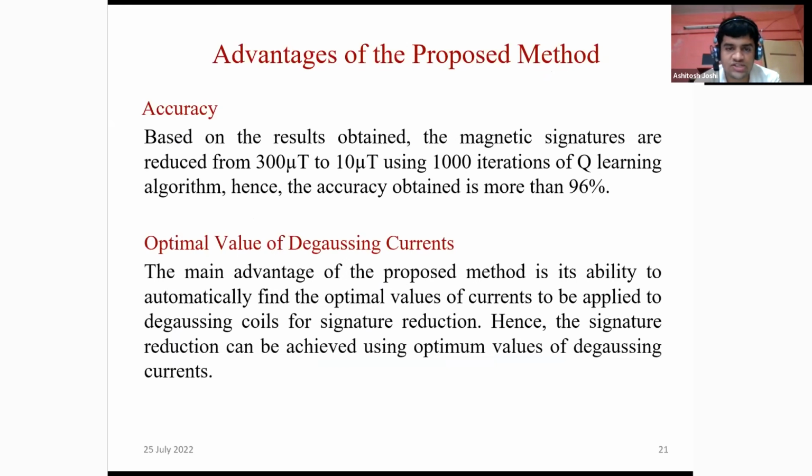So what are the advantages of the proposed method? First thing is the accuracy, the 96% accuracy, which I already showed in the results. And the second, the most important thing, is the optimal value of degaussing currents. For each degaussing coil, we have to apply some current. So once one run of the code is completed, we get the optimal value of currents which we need to apply to each coil. That is the biggest advantage of this proposed method.